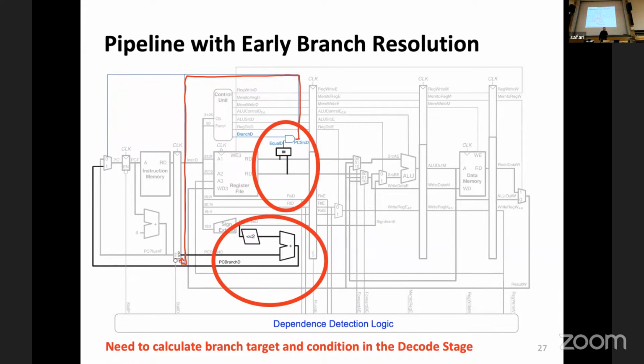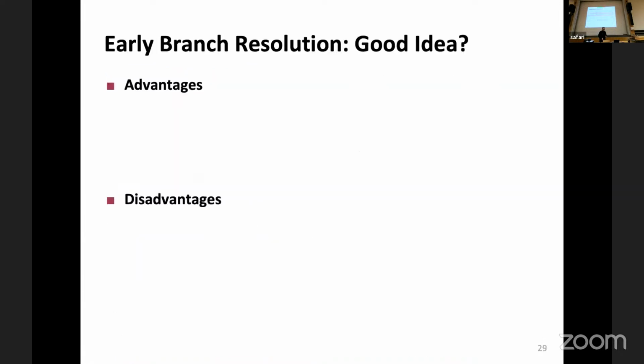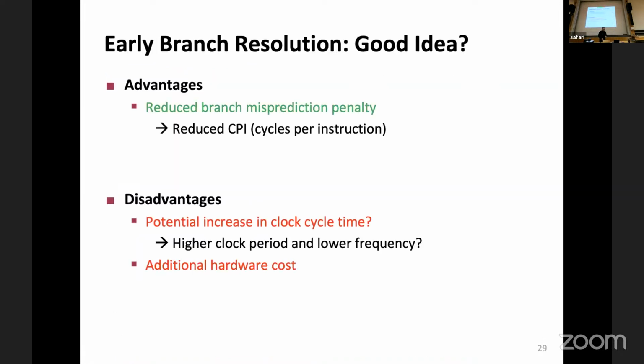We know that this early branch resolution is going to increase the critical path latency of the decode stage. But we don't know whether that stage is the longest stage in your pipeline, because the clock cycle of the pipeline depends on the stage that has the longest latency. So we need to calculate later to see whether it increases the clock cycle period or not. And essentially, you're adding more hardware cost.